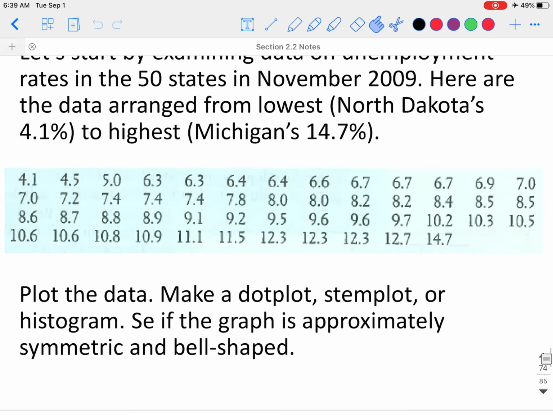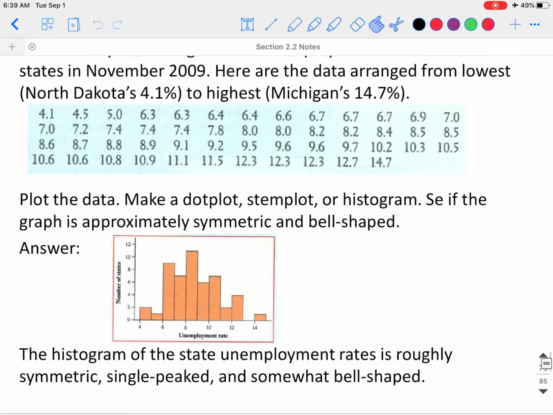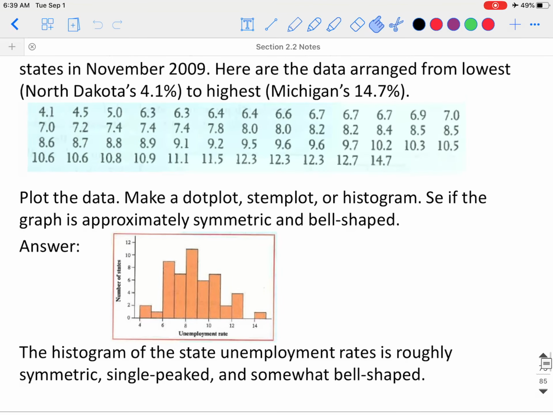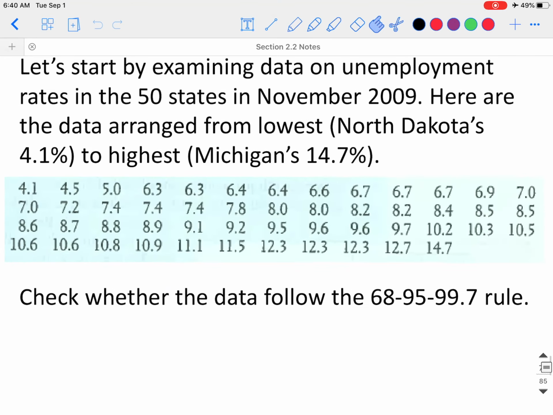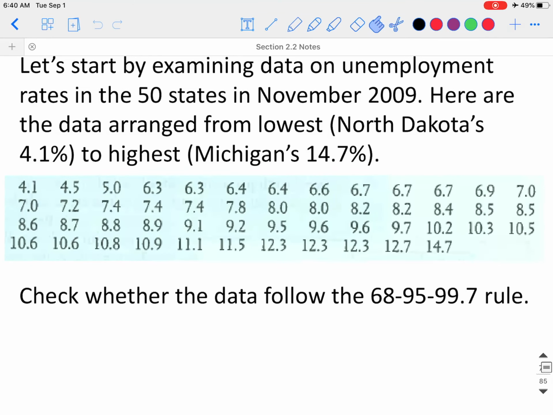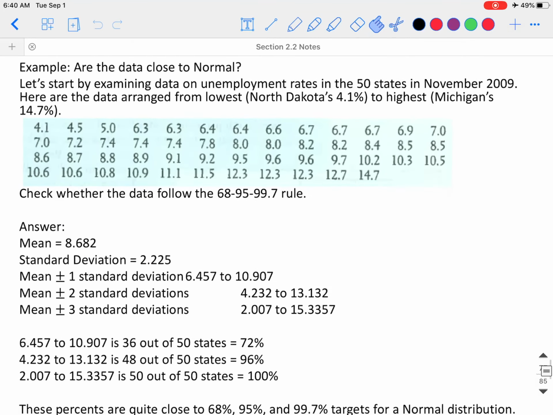Plot the data: make a dot plot, stem plot, or histogram. See if the graph is approximately symmetric and bell-shaped. If we plot this with a histogram, the histogram of the state unemployment rates is roughly symmetric, single-peaked, and somewhat bell-shaped. Now we need to check whether the data follows the 68, 95, 99.7 rule.